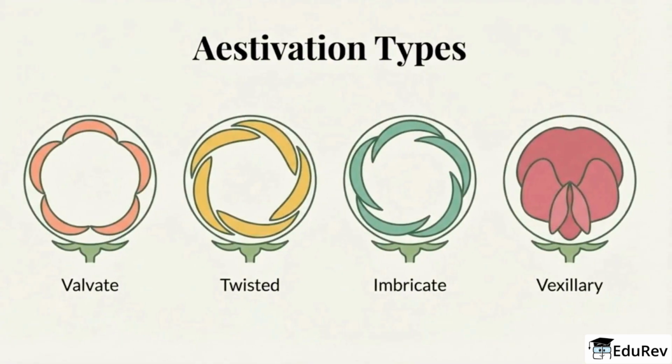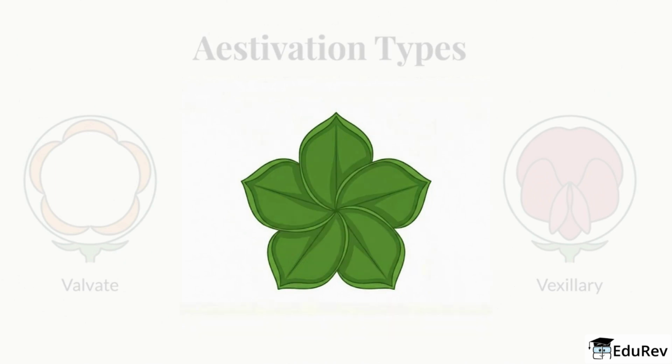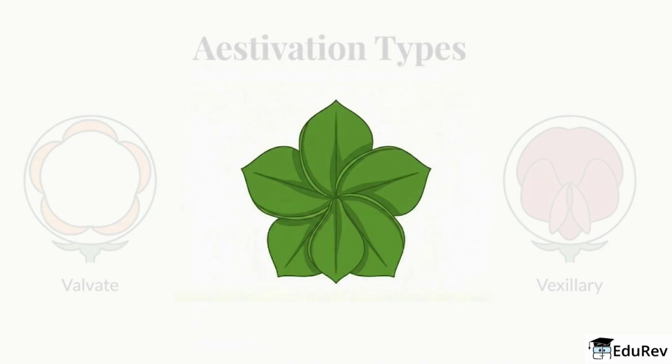Estivation describes how petals or sepals are arranged in a flower bud before it opens, and it comes in several patterns. Valvate estivation means the edges of the segments meet without overlapping. Twisted estivation has each segment overlapping the next in one direction. Imbricate means some segments overlap others in a more irregular shingle pattern. Vexillary estivation is a specialized banner wing keel arrangement typical of pea family flowers.